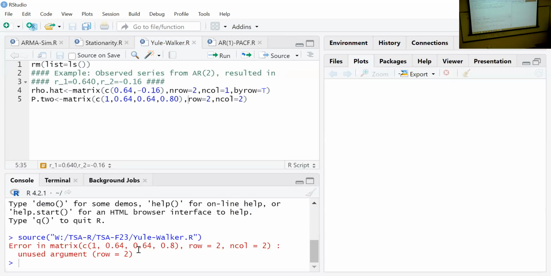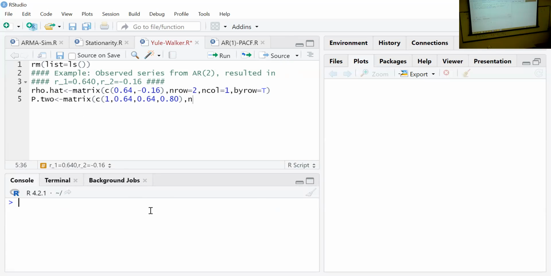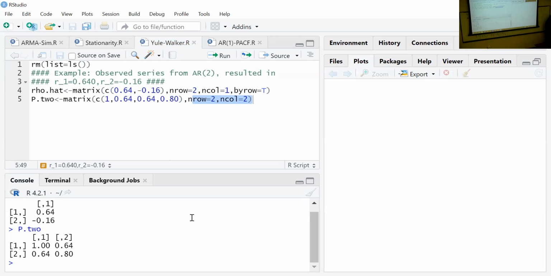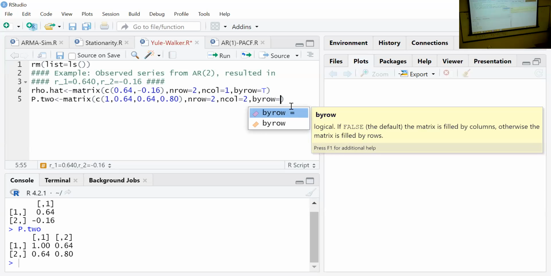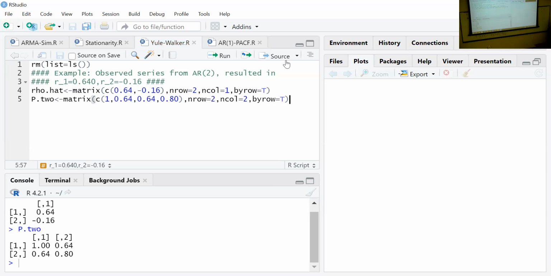So, nrow. rho.hat vector, 0.64, negative 0.16. For P2, I have 1, 0.64, 0.8. But if you set it, the default value is false. We need to set it to true. It's going to get the same matrix.